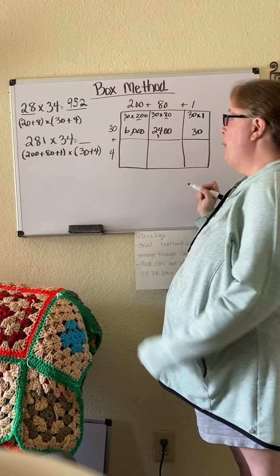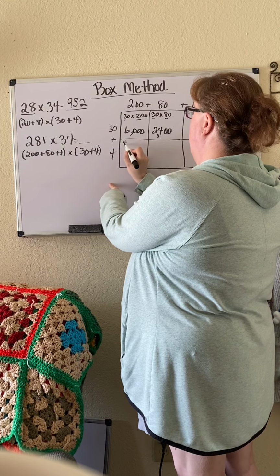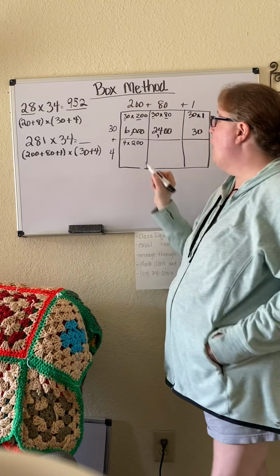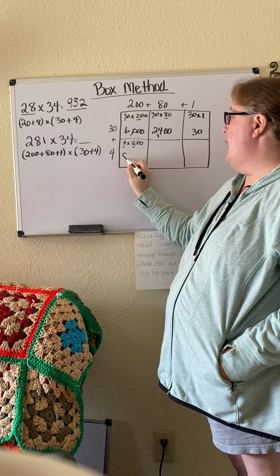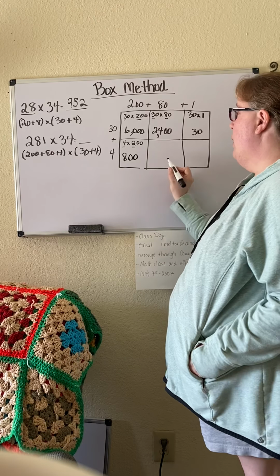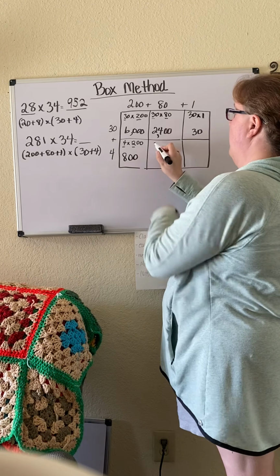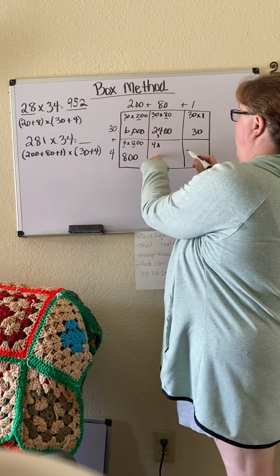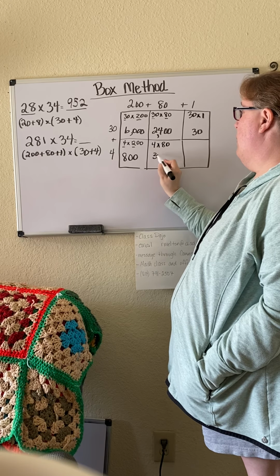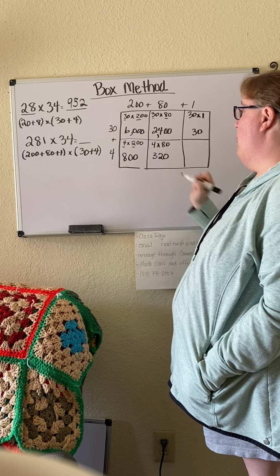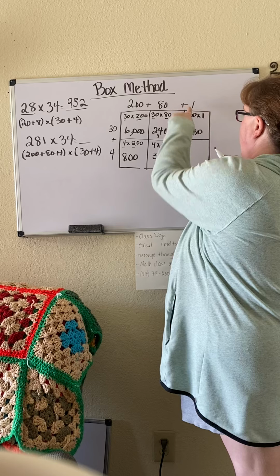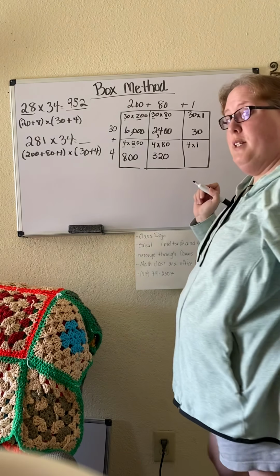Going on to my next row. So 4 times 200. 4 times 2 is 8, and there are 2 hundreds, so 800. This box, over, 4, down, 80. 4 times 8, 32, with 1 zero. This box, over, down. 4 times 1 is 4.